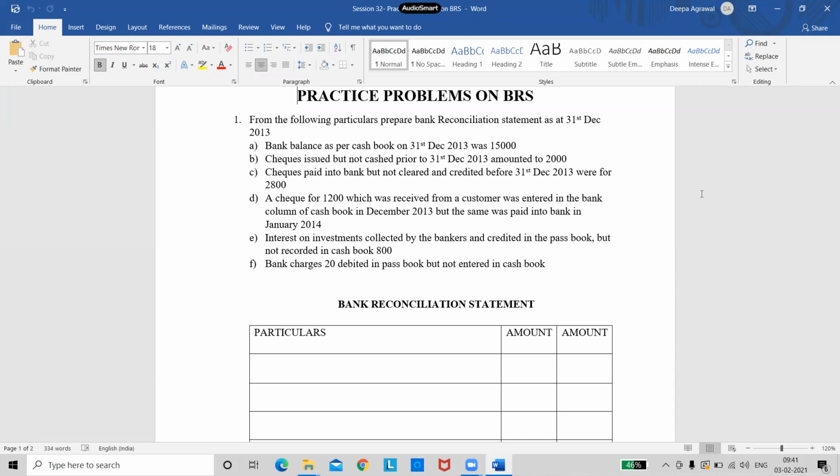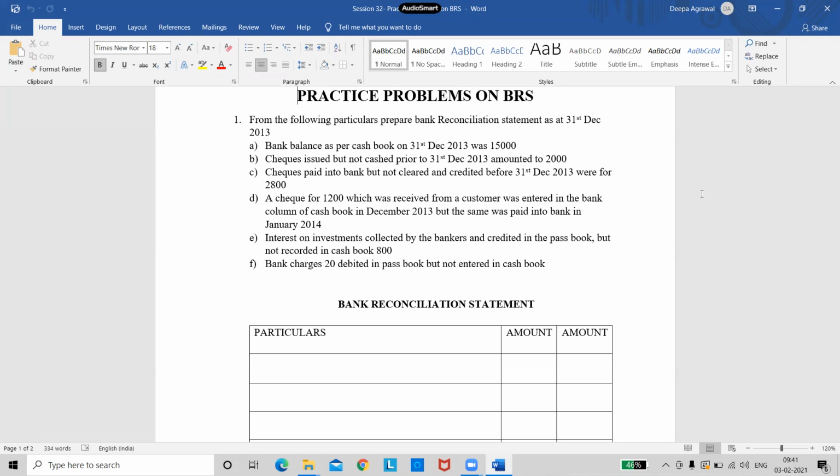So here 31st December 2013 is given as the date. That means we are preparing the BRS on 31st December. So we have to check whether both the books have recorded the entry before this date or one of them has missed recording. See, if both of them have recorded before 31st December, then there would be no need of this BRS because both of them would show the same transactions then and same balances. But sometimes one book records it before the time, one book records it after the date. Then is the problem where the difference arises. So we need to be very, very particular with the date. So the date here is 31st December.